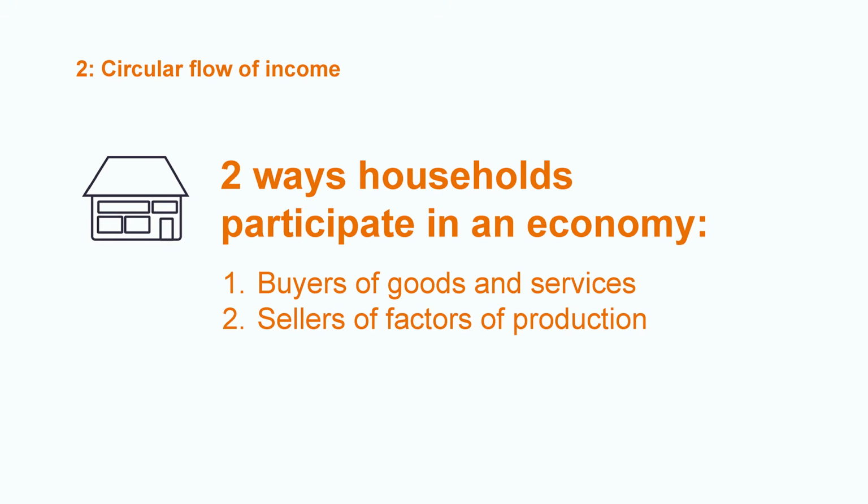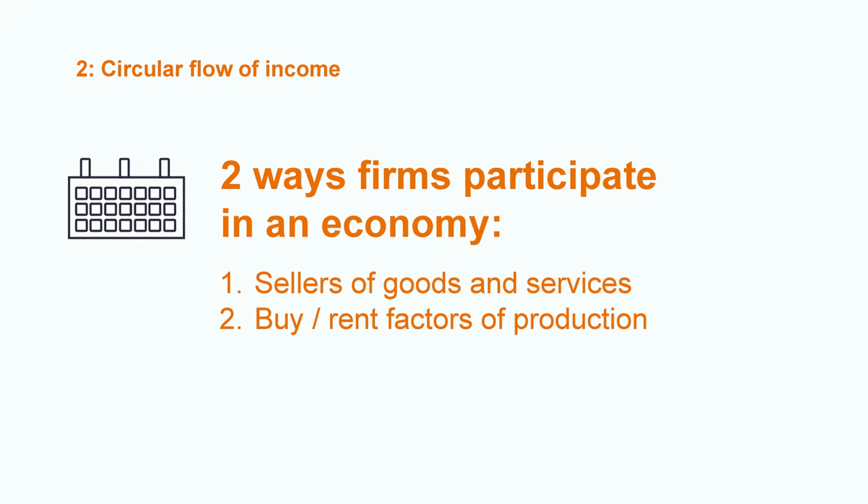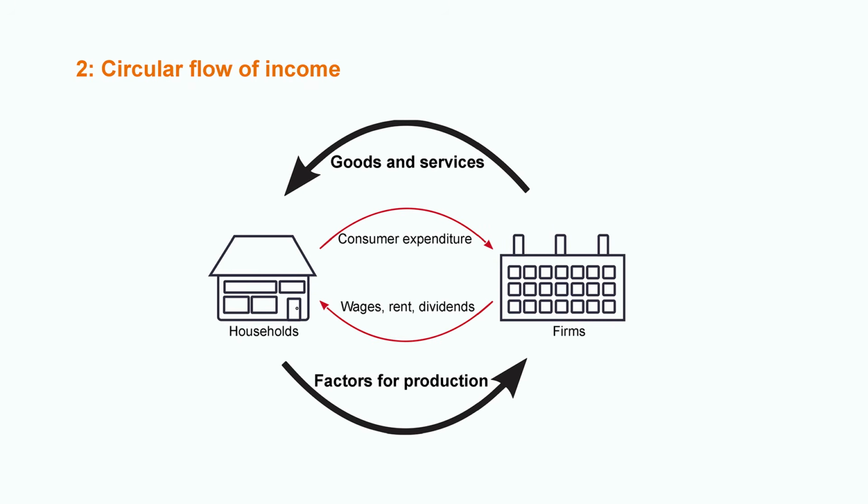They own either the land, capital, or the workforce, which is bought or rented by firms in exchange for wages, rent, or interest. Then we have the firms, who are the ones who sell those goods and services and buy the factors of production required to produce them. Now we can construct the basic circular flow of income diagram.